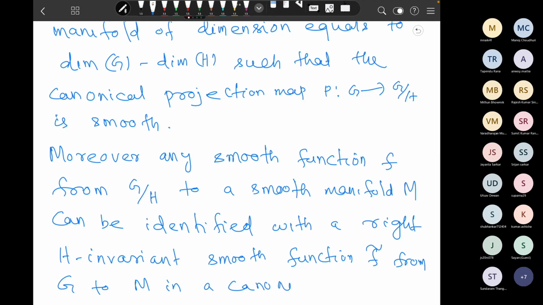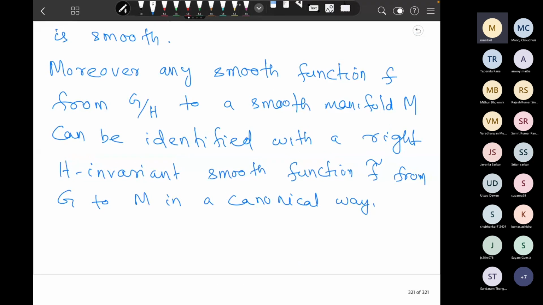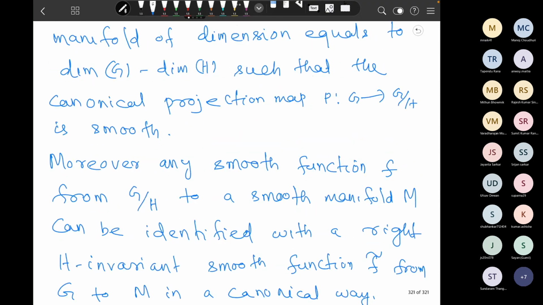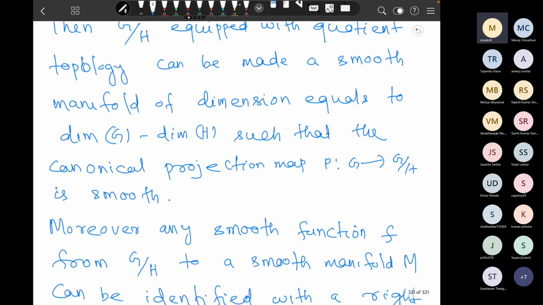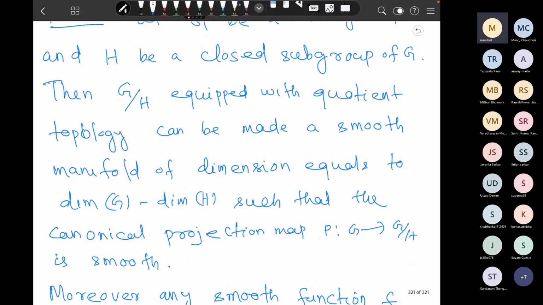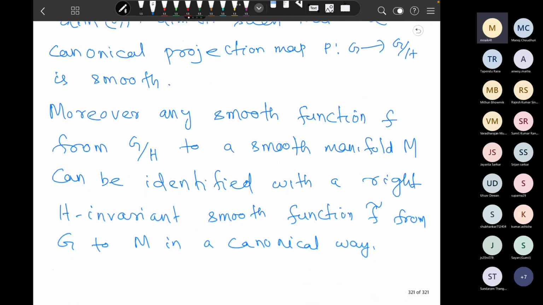So this is something you have seen in the continuous category, and this is also true in the smooth category. Now, this is a very useful fact. For instance, there will be certain spaces where you do not really know how to make them a smooth manifold. But if you have a group action, then you can make that space a smooth manifold using this fact. So let us do one example.